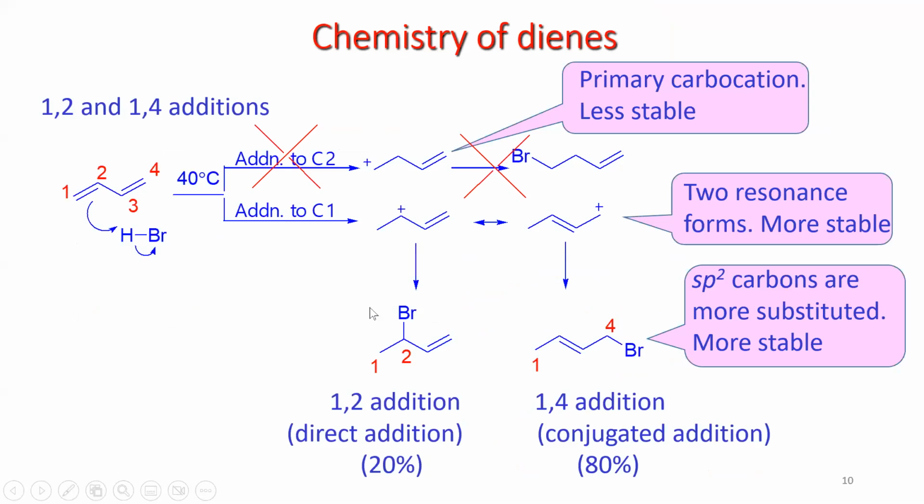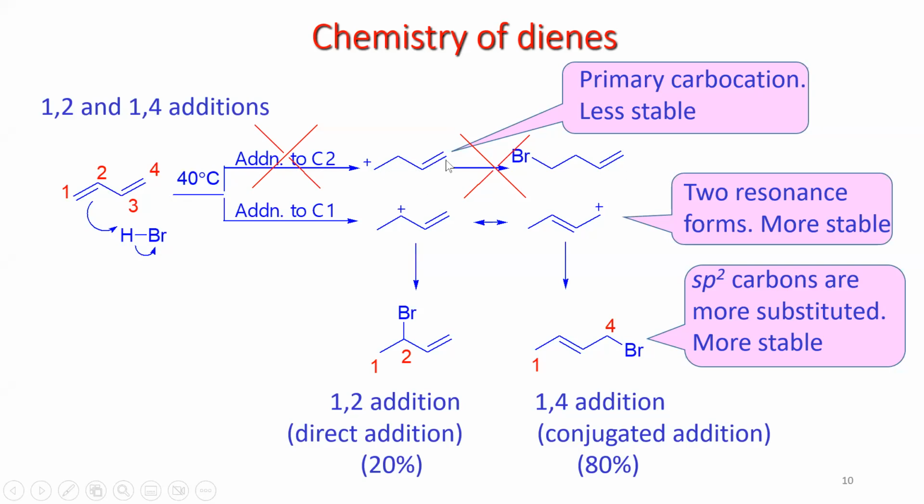Okay. So let's see the 1,2 and 1,4 addition reactions of these conjugated dienes. Now you are very familiar with this reaction, HBr addition to alkenes. You have studied it at level 3, right? Hydrogen bromide addition to alkenes. So if the addition is taking place in this way, addition to C2, that means you can see the hydrogen is added to this carbon atom at the C2 position, and bromide is going to get attached to C1, right?